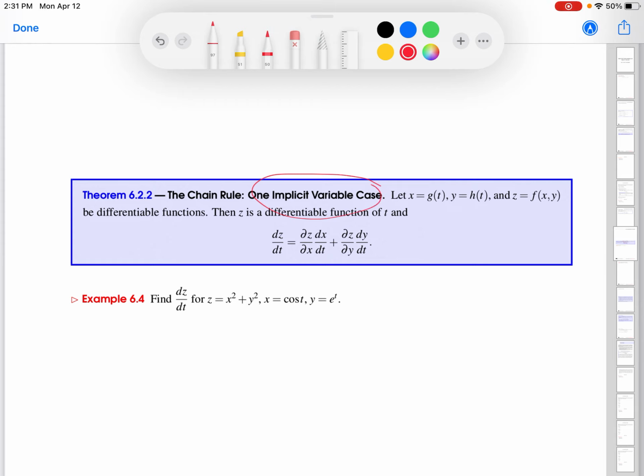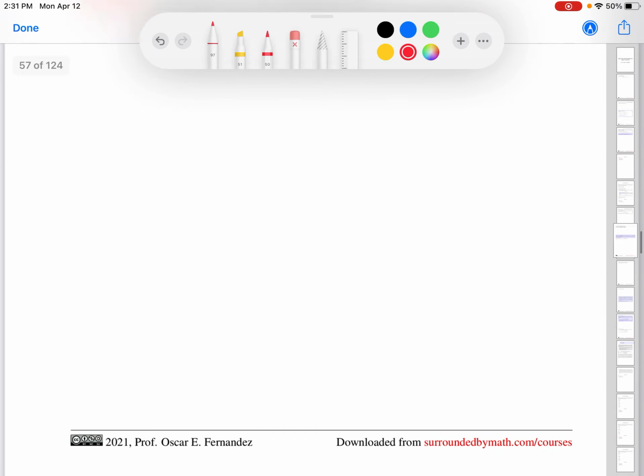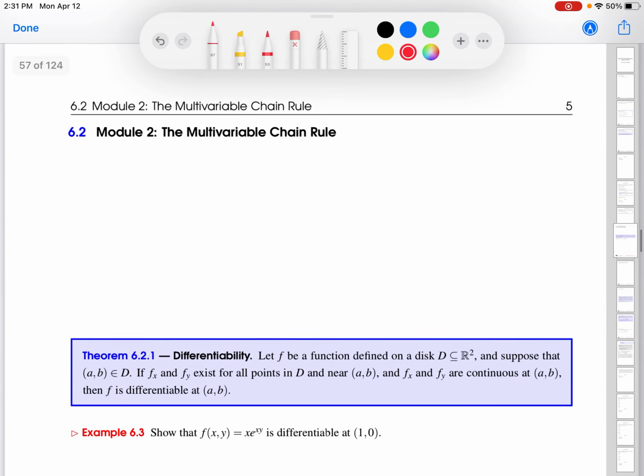I'm not going to go through the whole statement for now because there is one thing we should talk about before we talk about this theorem. And this is this bit right here. It says, let a bunch of stuff and z equals f of x, y be differentiable functions. We know what it means for single variable functions to be differentiable, but so far in the course we have yet to talk about what it means for a multivariable function to be differentiable. So let's scroll back up. This is why the chain rule statement is on the following page, not the first one in this video.